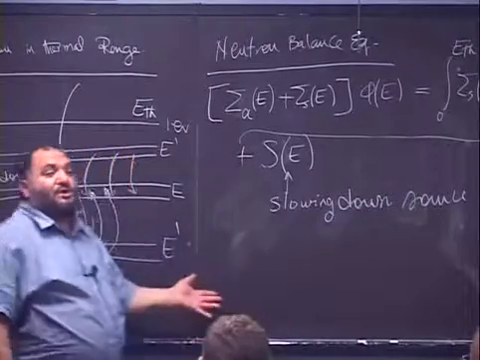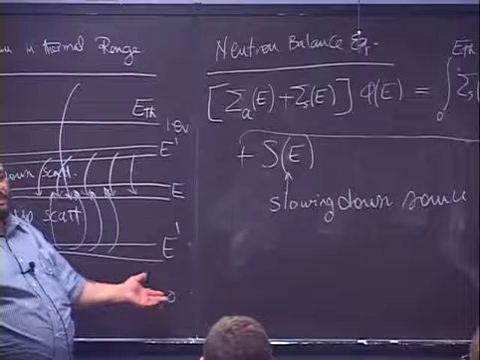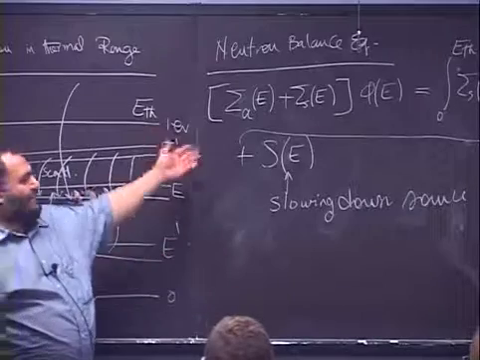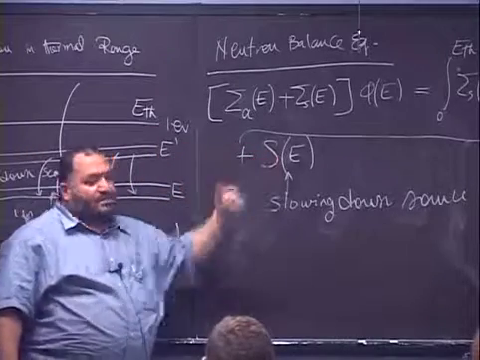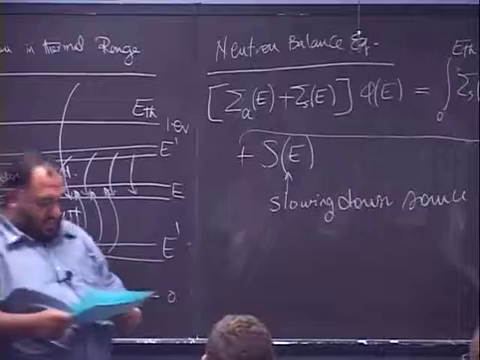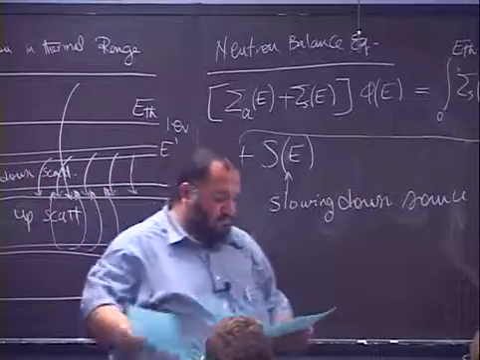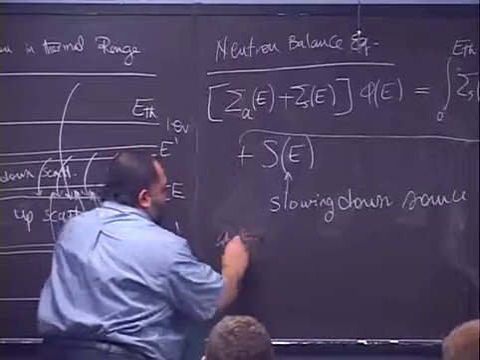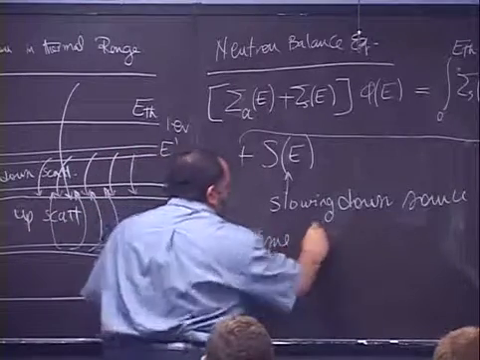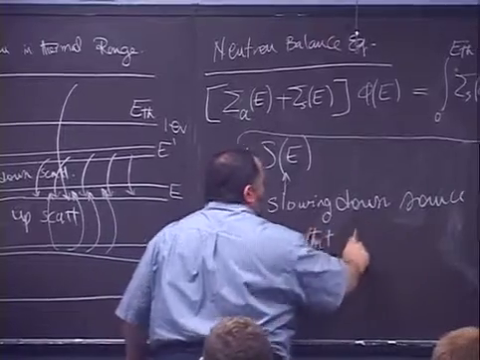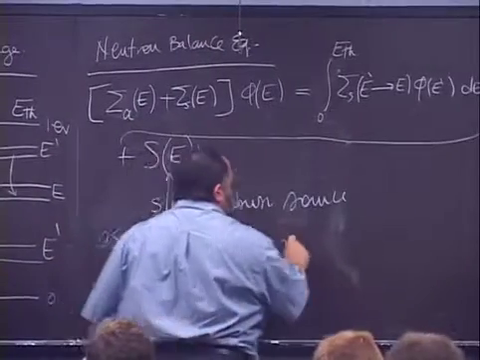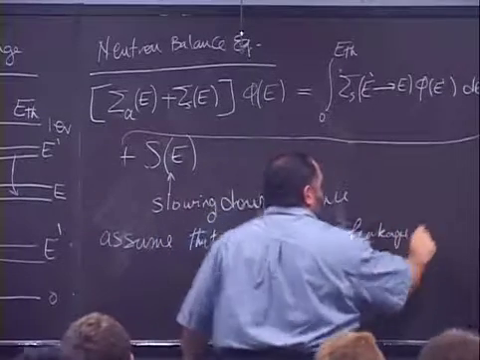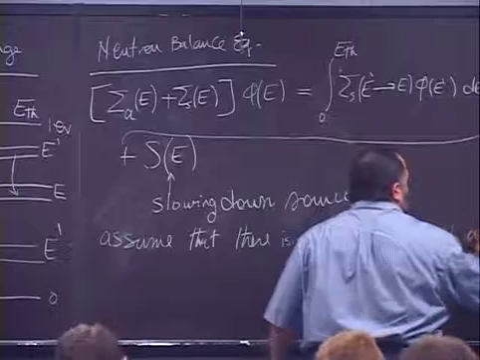I cannot put slowing down density because slowing down density is what? Is per unit... okay, I can put it actually because it is per unit volume. So I can put it. Okay guys? So now let's assume that there is no leakage in the system and no absorption.